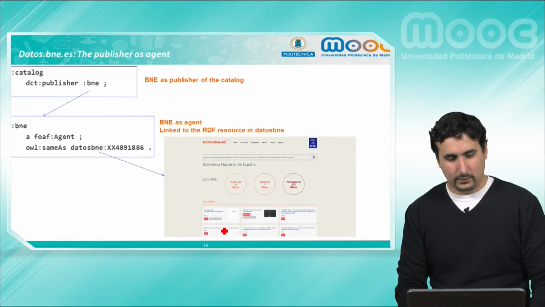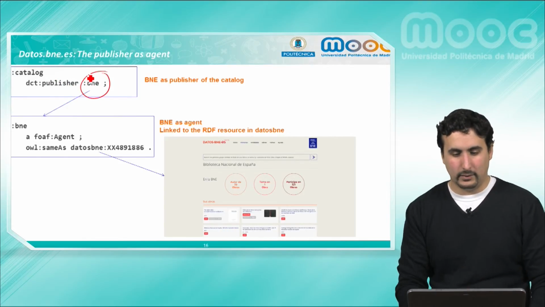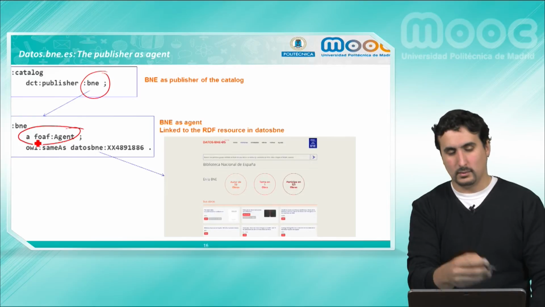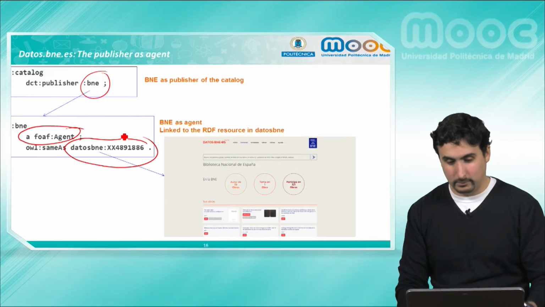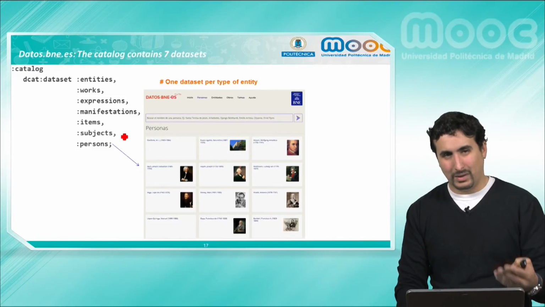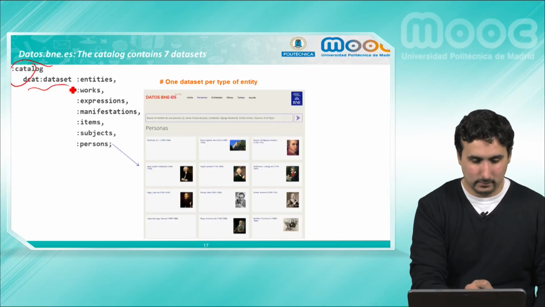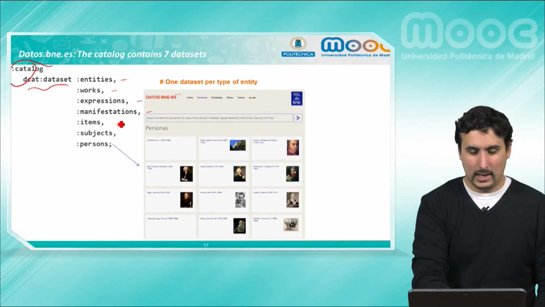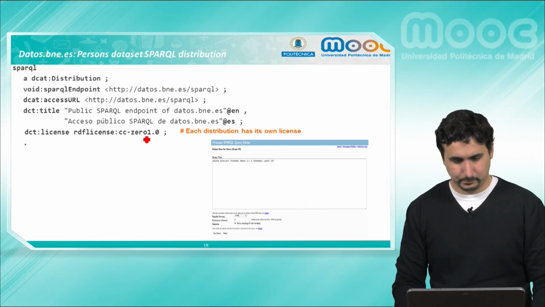We define, as said before, the publisher of the catalog, saying that the National Library is the publisher of the catalog, and that it is a FOAF agent, which is the same individual as the one stated by this URI. As we introduced, it is composed by 7 different datasets. So we say that the catalog is composed by datasets including entities, works, expressions, manifestations, items, subjects, or persons as authors of the different books.